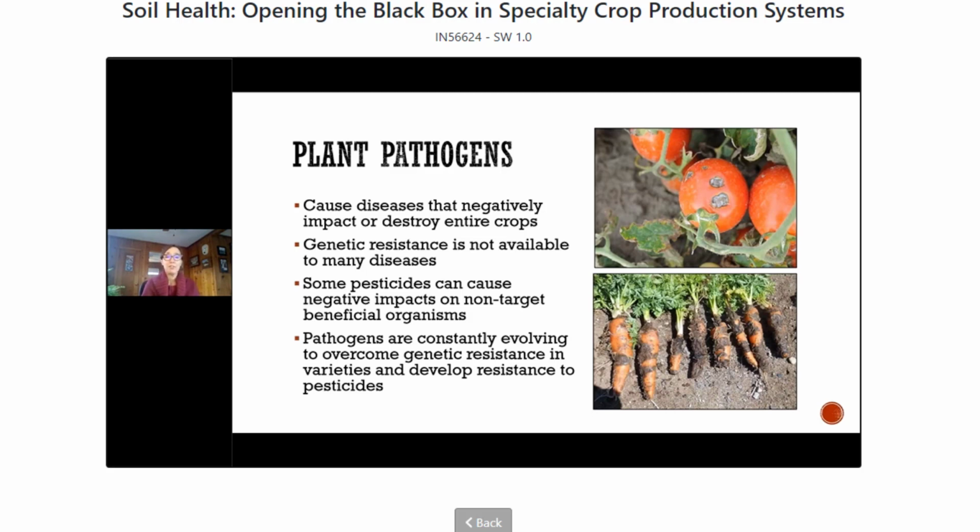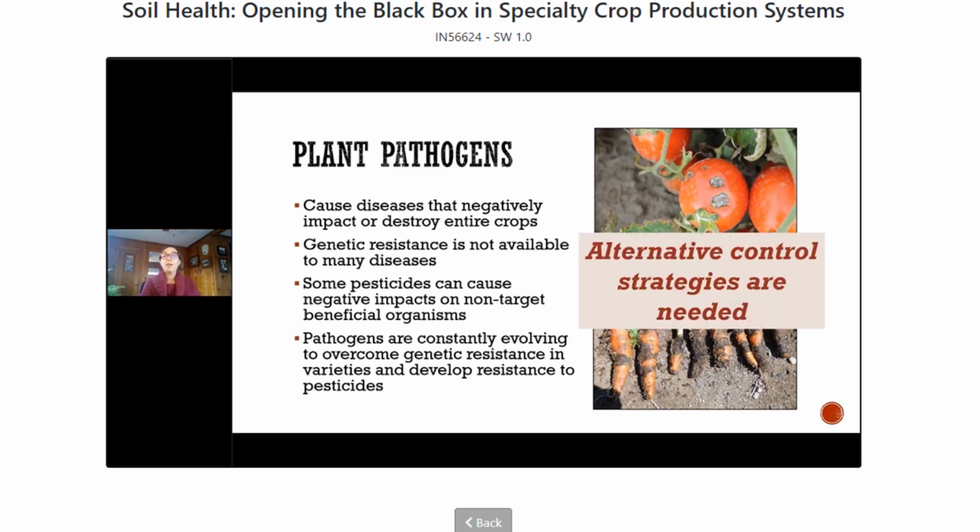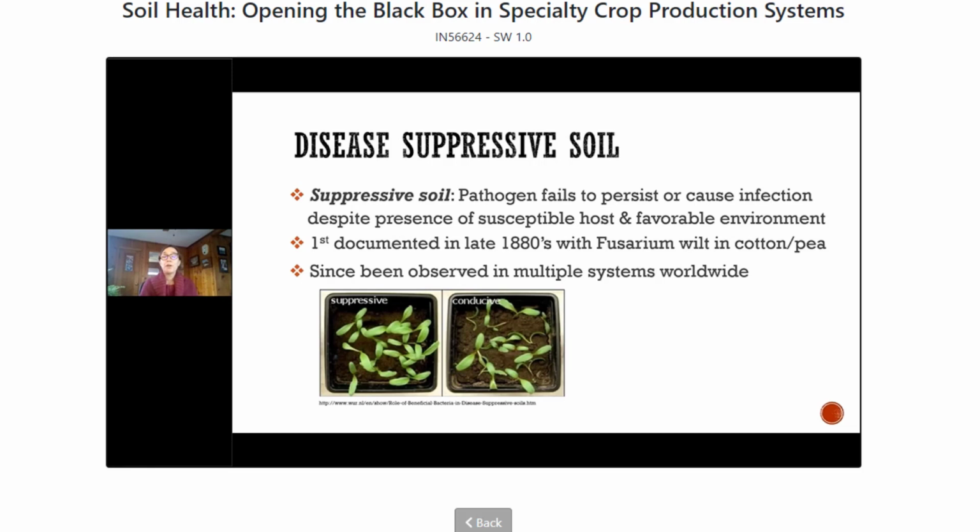Lastly, we know that pathogens themselves are constantly evolving. Even when we select varieties that have resistance, the pathogen is going to evolve to try to overcome that resistance. And they're also becoming resistant to some of the pesticides that we use. Consequently, we need alternative control strategies. And so that brings us to a topic that I'm really interested in, and that's disease suppressive soil.